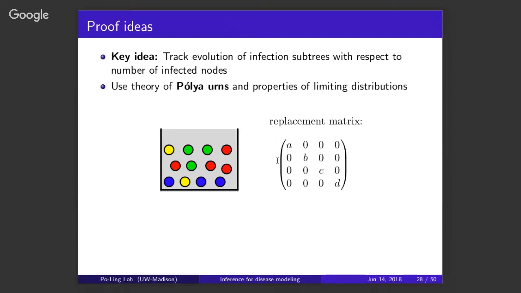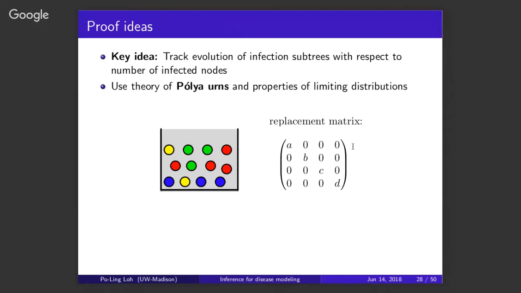So for instance, if the rows of this matrix correspond to yellow, green, red, and blue, then the replacement matrix is saying that whenever you draw a yellow ball, you return it to the urn together with A yellow balls and no balls of other colors. If you draw a green ball, you'll return it to the urn with B green balls and no balls of other colors, and so on. But you might imagine a setting in which this matrix is not diagonal and is fully dense, and that basically says that if you get a yellow ball, you replace it to the urn with A1 yellow balls, A2 green balls, A3 red balls, and A4 blue balls.